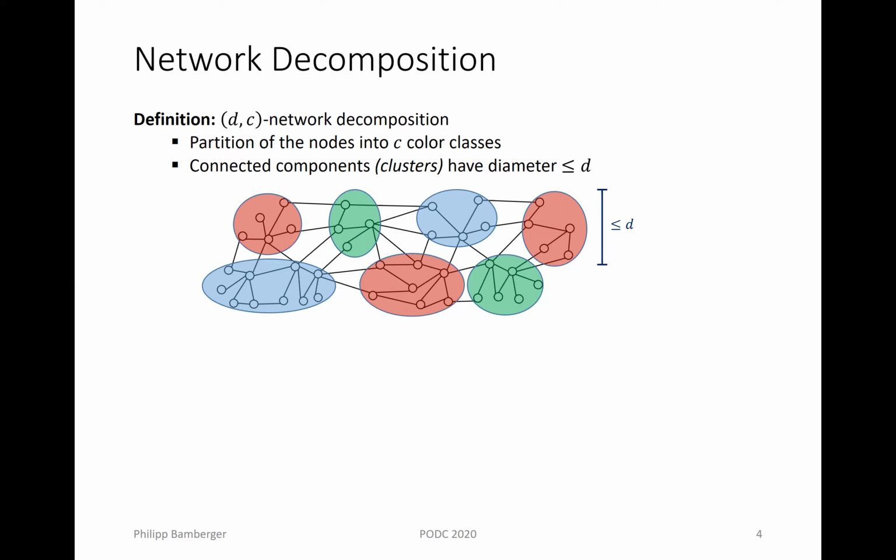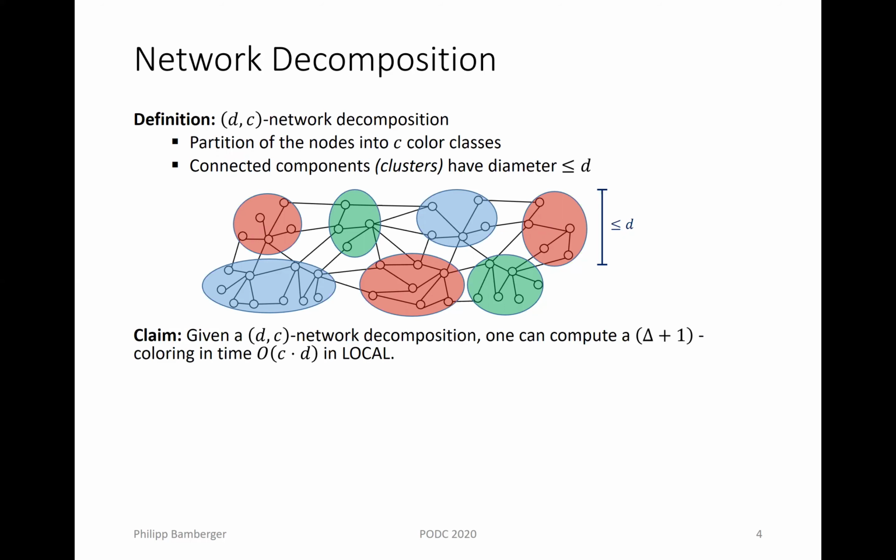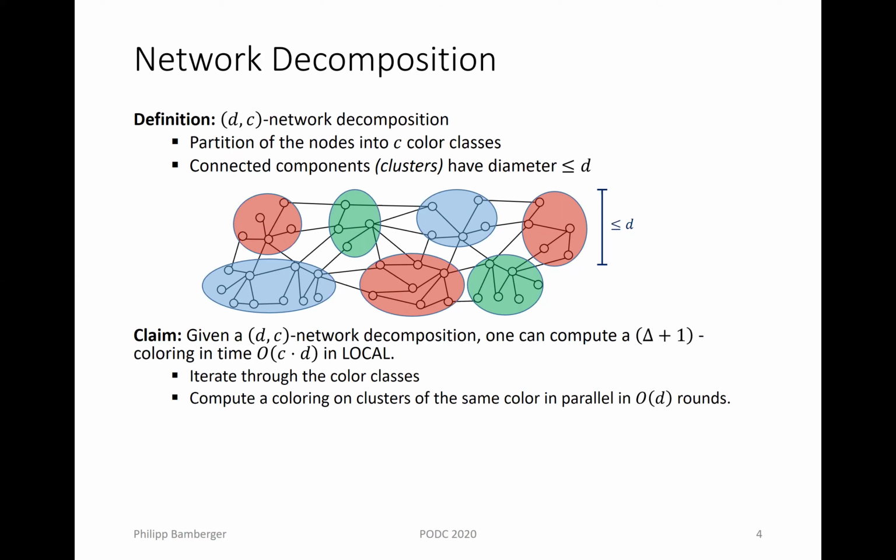So far, this structure was particularly interesting for the LOCAL model, because given a network decomposition with parameters d and c, one can solve Delta+1 coloring, and in fact many other distributed graph problems, in time O(c times d), by iterating through the color classes and computing a coloring on clusters of the same color in parallel. In the LOCAL model, any graph problem can be solved trivially in diameter time by collecting the whole graph topology at one node, solving the problem locally, and broadcasting the solution.